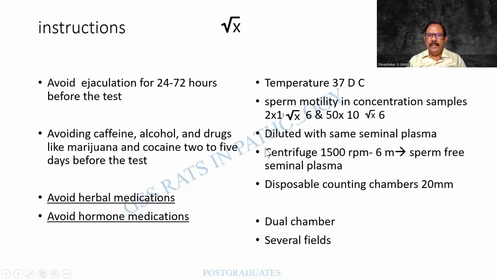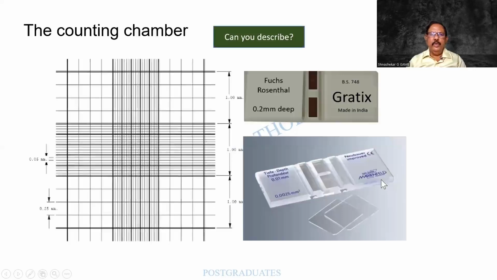The temperature I have already mentioned, and the sperm motility. These are the concentration samples which you will have to read. This will have to be diluted with the seminal plasma. Centrifugation is done at the rate of 1500 RPM for a period of about 6 minutes, and then the semen plasma is separated. From the dual chamber, you will be able to do the counting as it is shown over here.